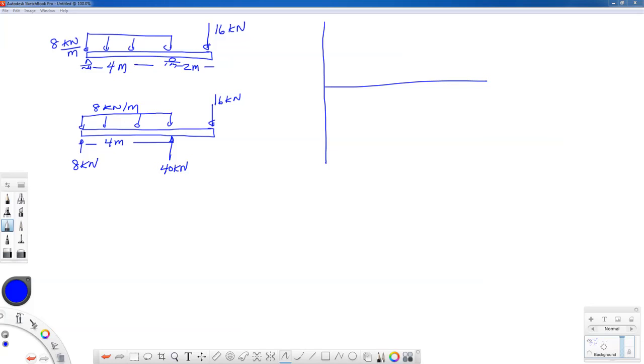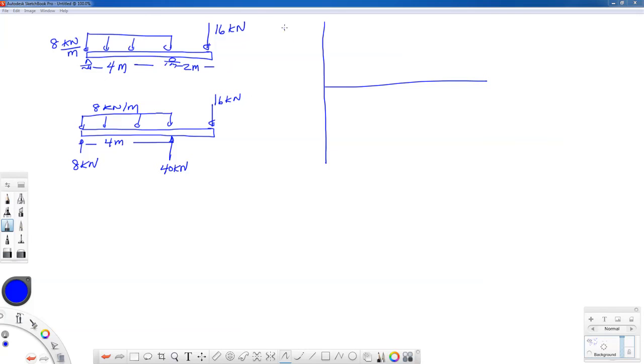Now I've gone ahead and drawn the free body diagram, and I've written down the reactions so that we can get right to the shear force diagram. I have an 8 kilonewton reaction going up at the pin, and at the roller I have 40 kilonewtons directed upward. So we're going to start off on the right hand panel of this screen. We're going to start off with our shear force diagram.